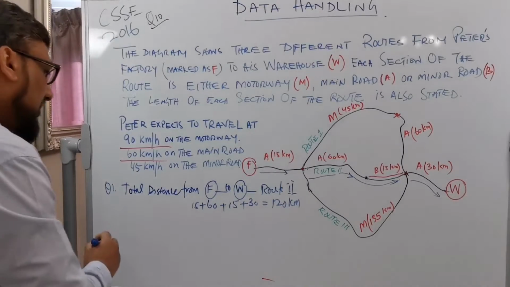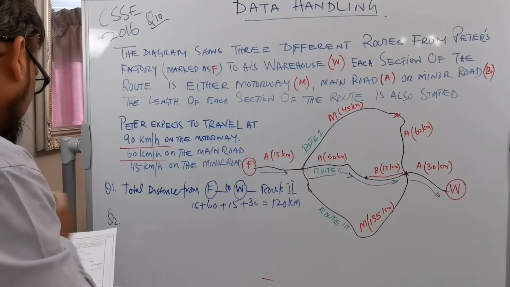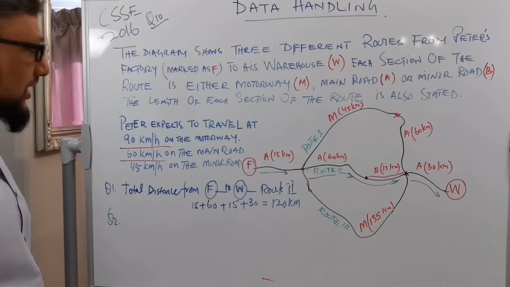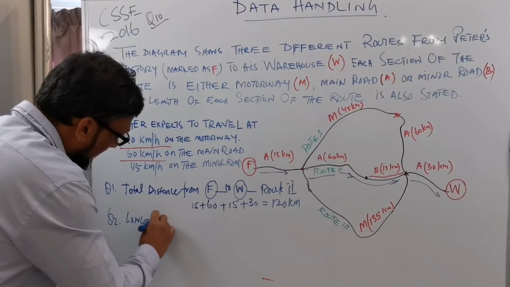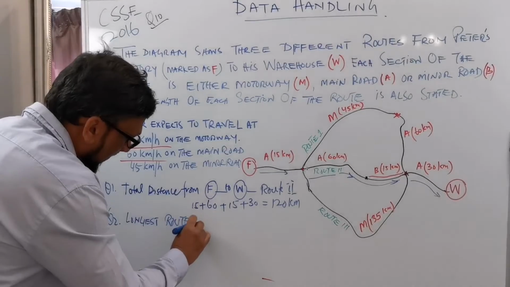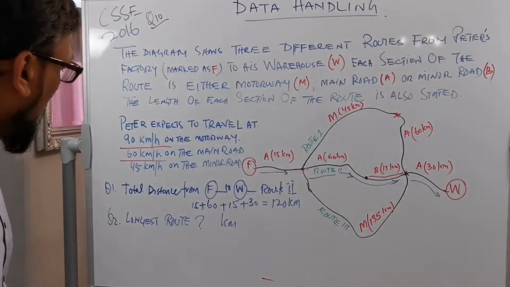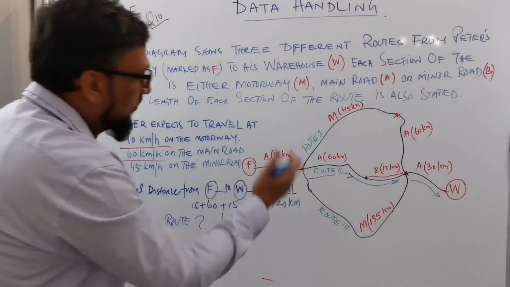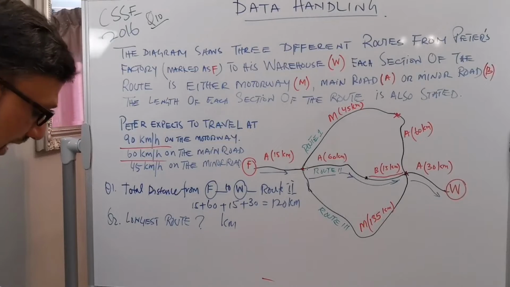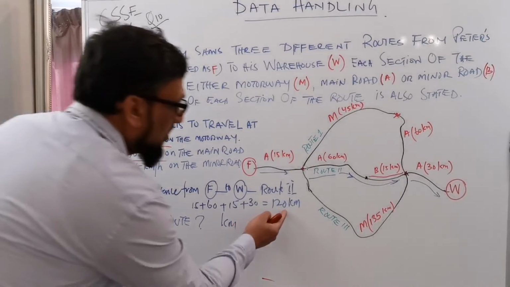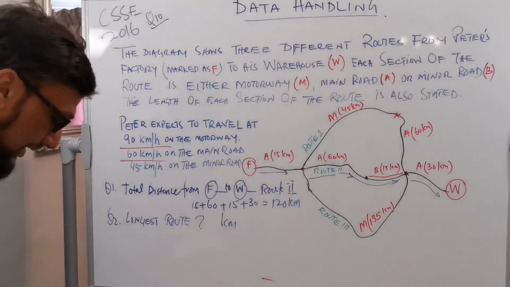Now moving to question number 2. Question 2 is asking, what is the total distance of the longest route from the factory to the warehouse, in kilometers? So the answer has to be in kilometers. Which one is the longest route when Peter travels from factory to warehouse? Route 2 we already calculated, the total distance is 120 kilometers. So we need to work out route 1 and route 3, and then compare all three routes.